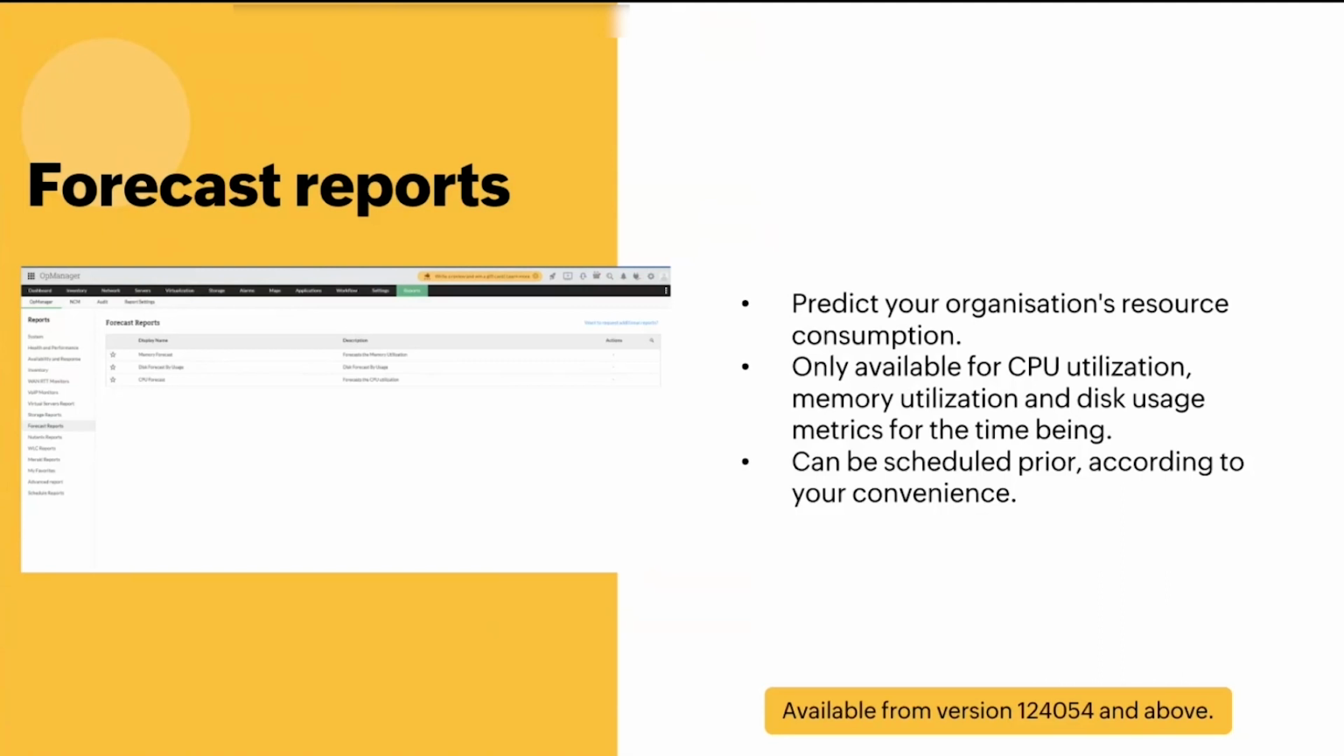So forecast reports allow you to predict the resource utilization of your infrastructure. All it needs is 3 to 14 days of your device's usage patterns, and you can predict the time it might take for your infrastructure to deplete its existing resources.